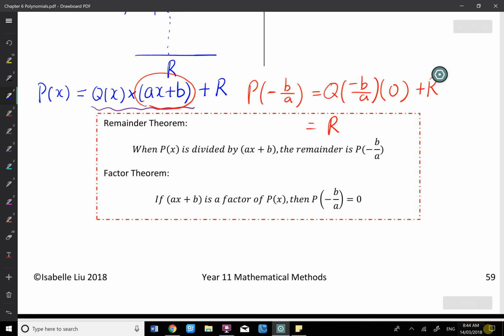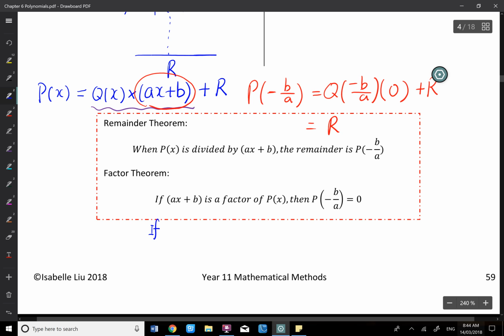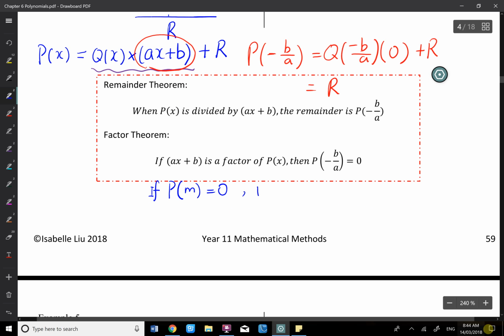We can say it another way, which is more useful for later. So if we sub in, let's say p(m) equals 0, well, sub any value in, you will get 0 in this function, then x minus m will be the factor.